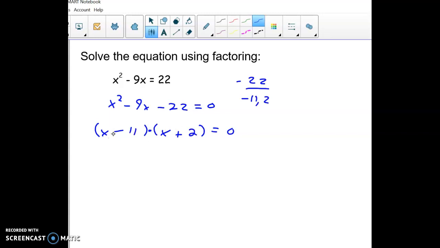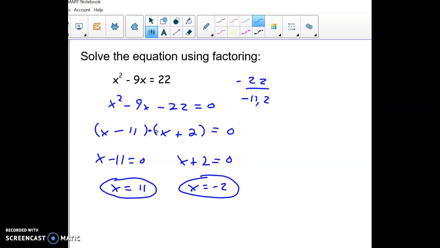Now that it's broken apart, we have this times this has to be 0. So either x minus 11, that factor could be 0, or x plus 2 could be 0. So add 11, that gives you one of the answers. Minus 2, that gives you the other answer. All right, so those are the two solutions.